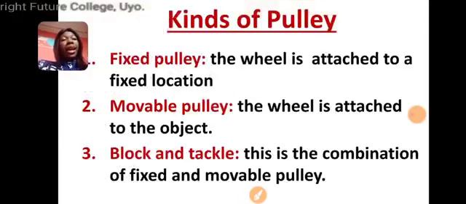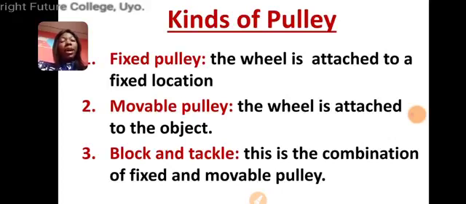Okay, we have three kinds of pulley. How many kinds? Three. You can call it kinds, you can call it type. The first one is fixed pulley. The wheel is attached to a fixed location. That is for fixed pulley. It has the wheel attached to a fixed location, making it impossible for it to what? Move. The second one is movable pulley. The wheel is attached to the object or to the load. The third is block and tackle. Block and tackle is the combination of fixed and movable pulley.